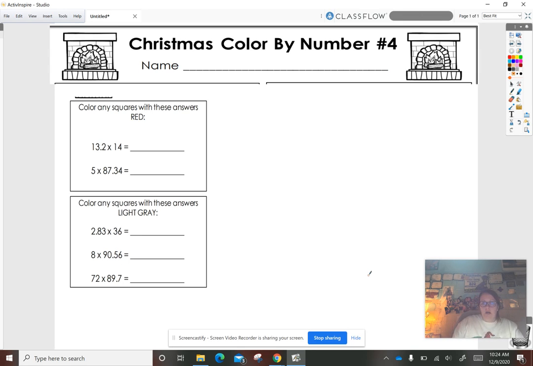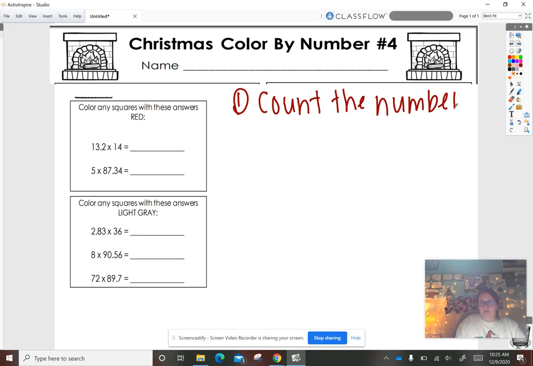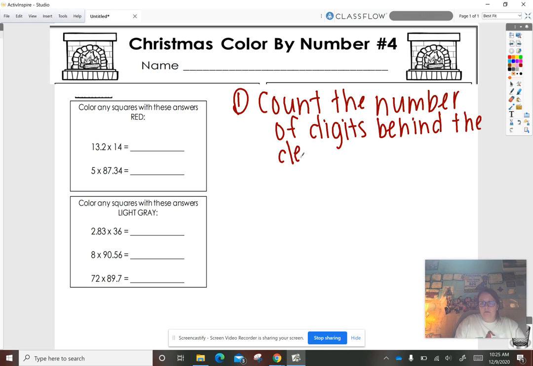So, before we get started, let's list out our rules. Rule 1 was count the number of digits behind the decimal.